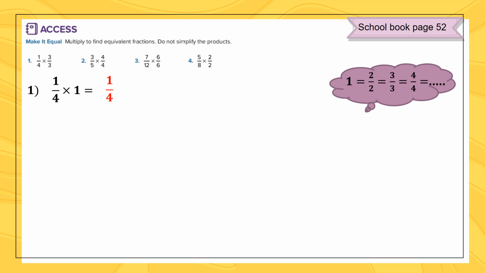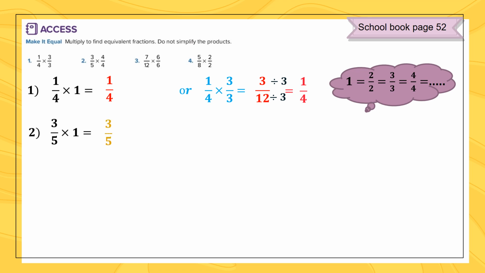Number 2, 3 over 5 times 4 over 4. Also you can multiply 3 times 4 equals 12 over 5 times 4 equals 20. So it will be 12 over 20. Or 4 over 4 equals 1. So I will multiply 3/5 by 1. So it will be 3/5.